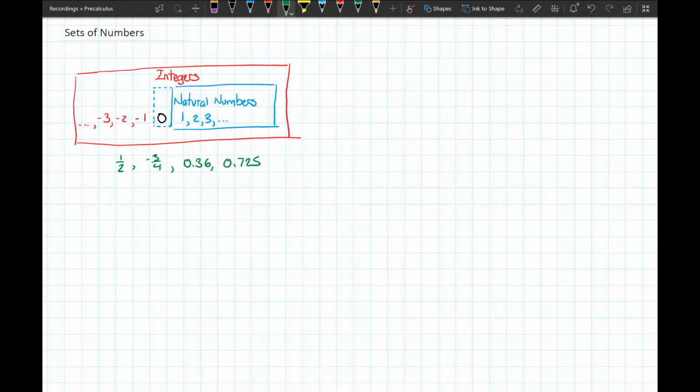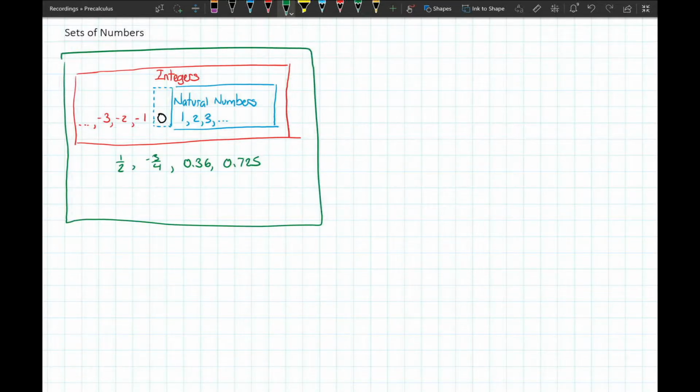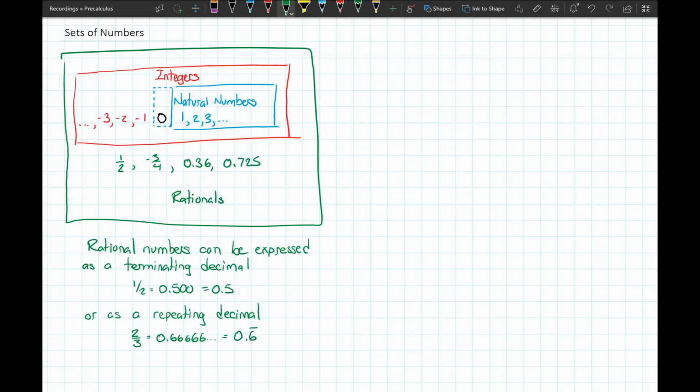Now, at this point, if we start including all of these other numbers in between, we're getting into a much bigger set. And we can construct something called the rational numbers, or just the rationals for short. Rational numbers can be expressed as either a terminating decimal or a repeating decimal. Here are a couple examples: 1/2 can be represented as 0.5 with a repeating 0 afterwards, or simply 0.5. And 2/3 can be represented as 0.6 repeating. If you'd rather write that a different way, you can have a bar over the 6 to indicate that the 6 is repeating.